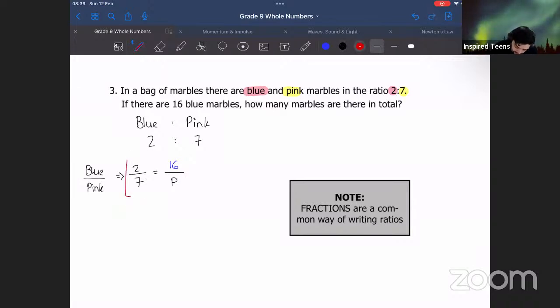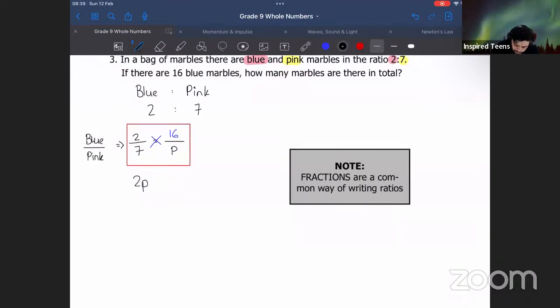So now that we've identified this equation, that 2/7 is equal to 16 over P, we can do algebra. Solving for this unknown, we can cross multiply and solve. So I get 2P is equal to 16 times 7, which is 112. P is equal to 112 divided by 2. I divide both sides by 2, and I get P is equal to 56 marbles. So when there are 16 blue marbles, there are 56 pink marbles.